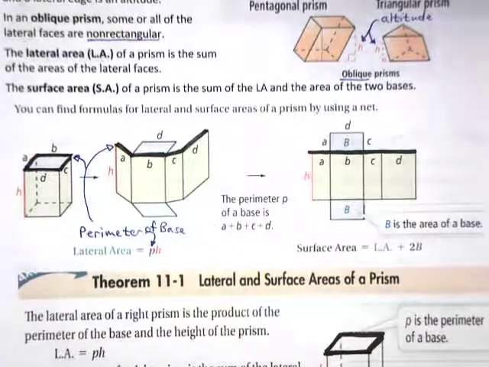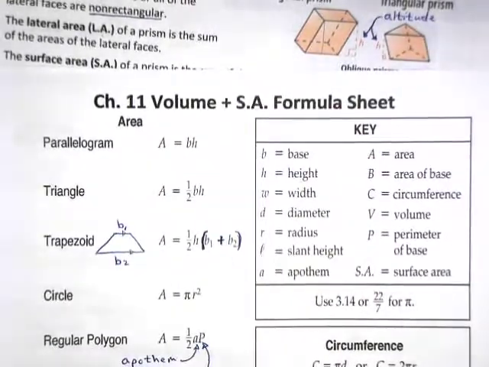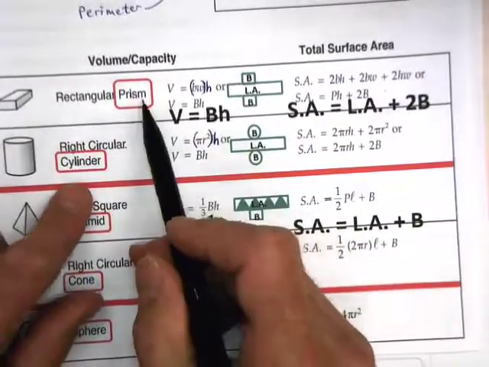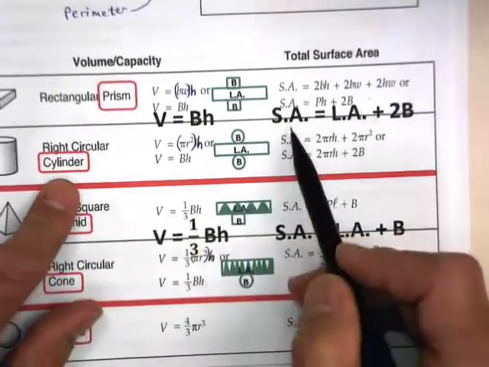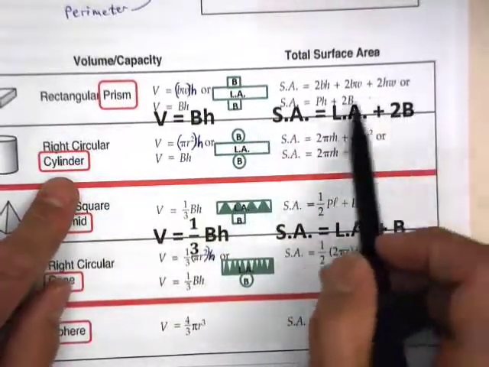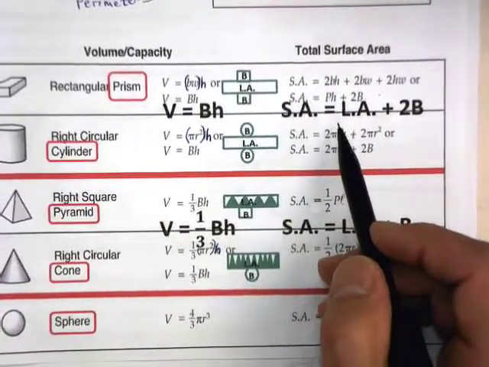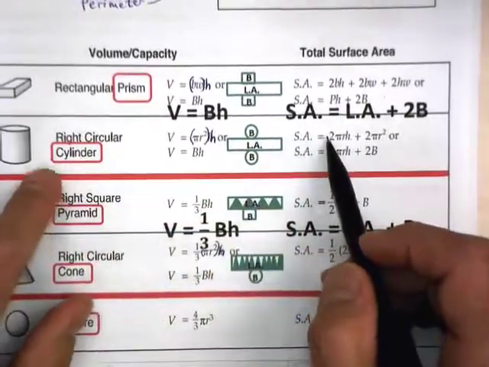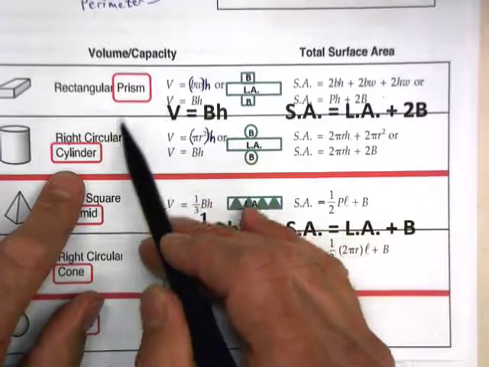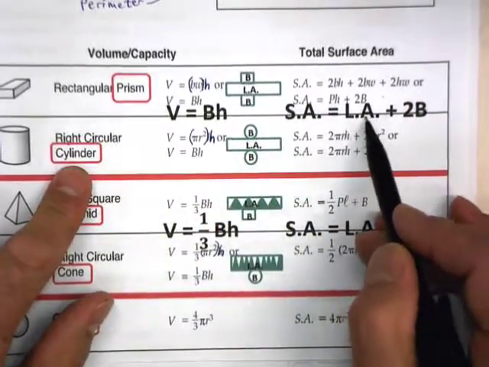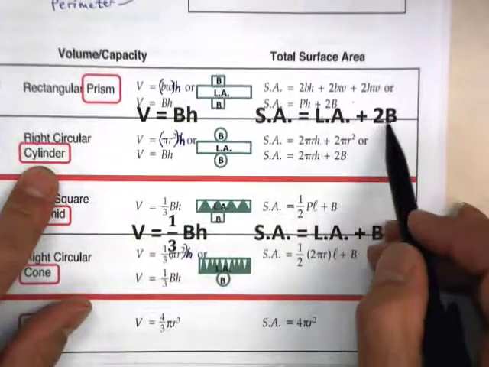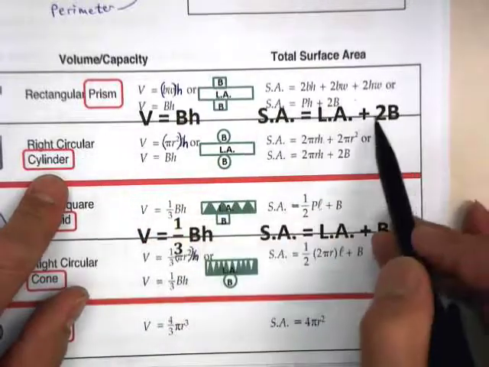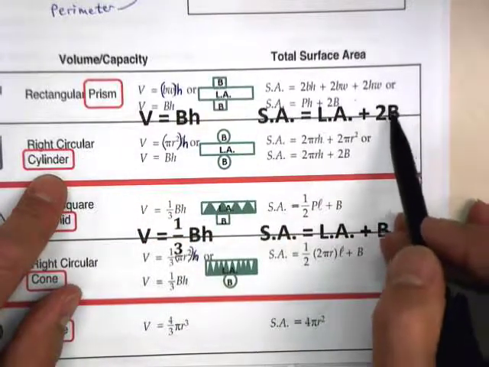So if you would pull out your Chapter 11 formula sheet, you will see here for prisms and cylinders that our surface area, the one main formula from which we can build the specific formulas, the one main formula for the surface area of prisms and cylinders is lateral area, that's their side area, plus 2 times the area of the base. So because prisms and cylinders have 2 bases, therefore you multiply the area of the base times 2.